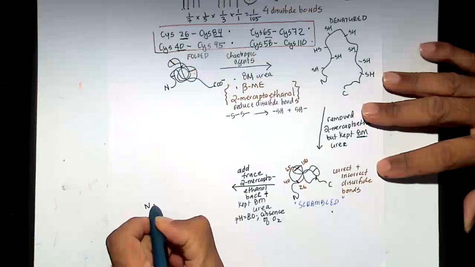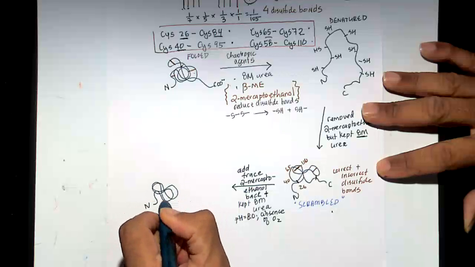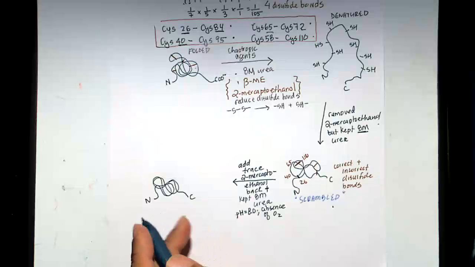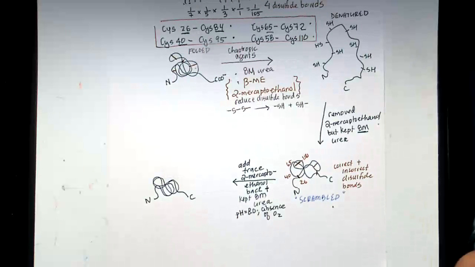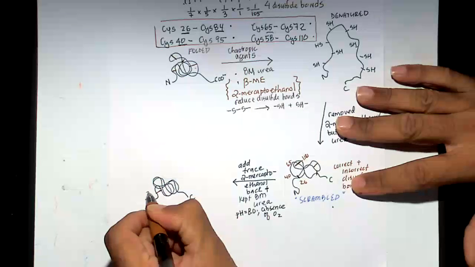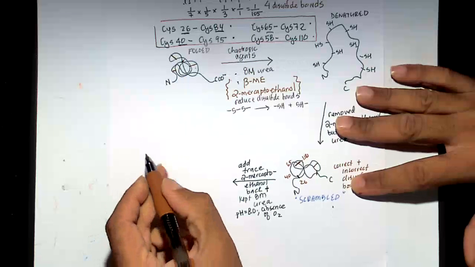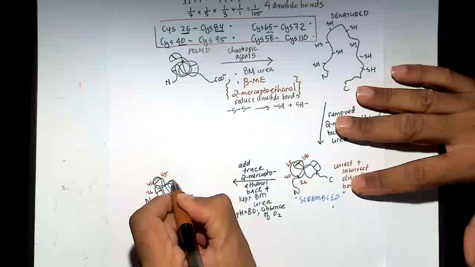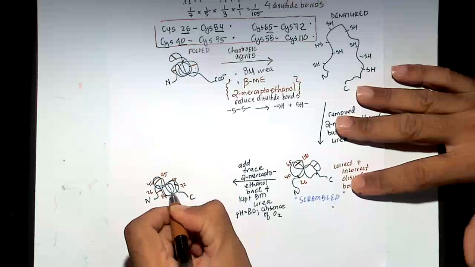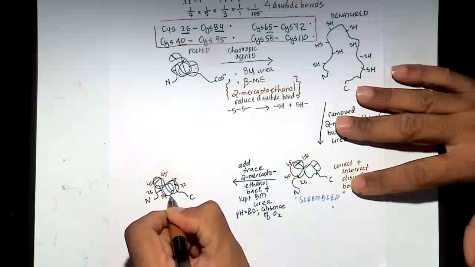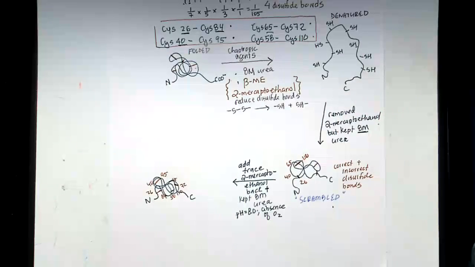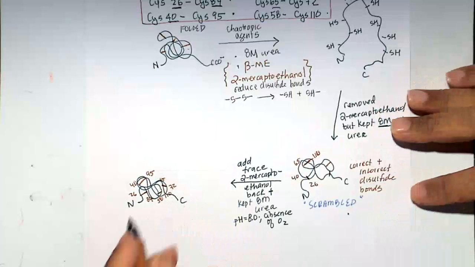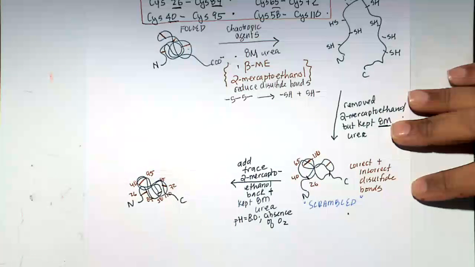But now what happened was, we had the correct disulfide bond pairing. We got 26 to 84. We had 40 to 95, 65 to 72, and 58 to 110. So we got the correct disulfide bonding arrangements, correct disulfide pairing.